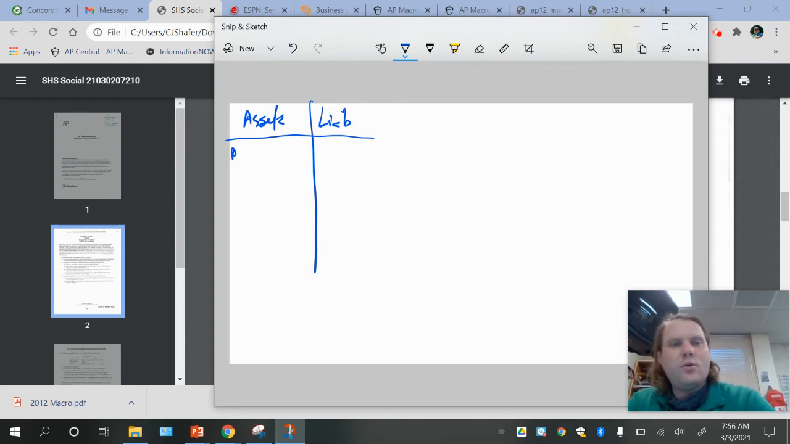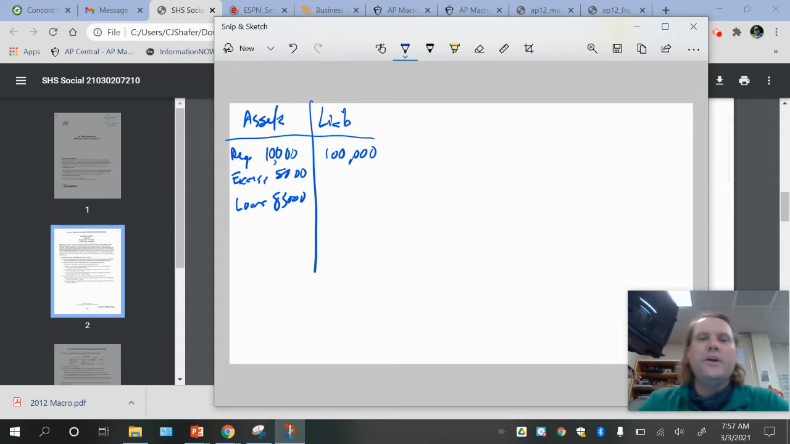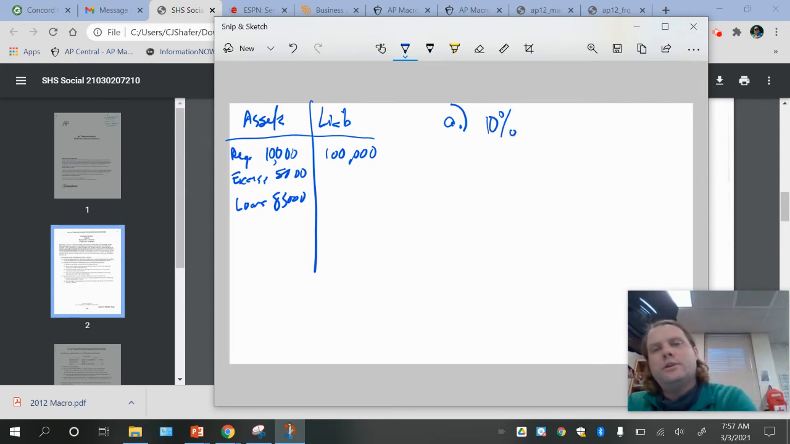So assets I've got required, 10,000. I've got excess. This is stuff that they're giving us. It's 5,000. And then our loans that we have out are 85,000. And our total liabilities are 100,000 over here. Remember, these got to equal all this. Okay, so anyway, that's where we start. Now, part A, it asks us what the reserve requirement is. Now, it gives us, in this case, our required reserves and our total liabilities, and 10,000 is 10% of 100,000. We should nail that. That should be easy.